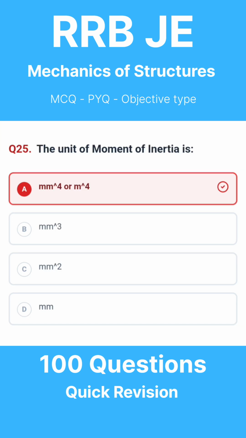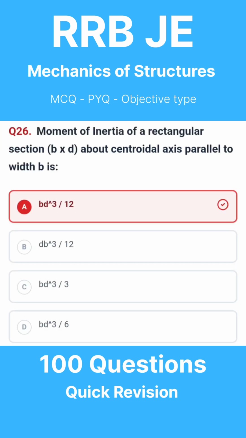Question 25. The unit of moment of inertia is. The correct answer is m to the power of 4. Question 26. Moment of inertia of a rectangular section B times D about centroidal axis parallel to width B is. The correct answer is BD cubed divided by 12.